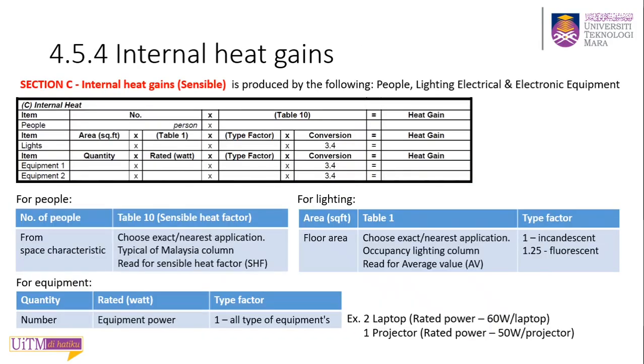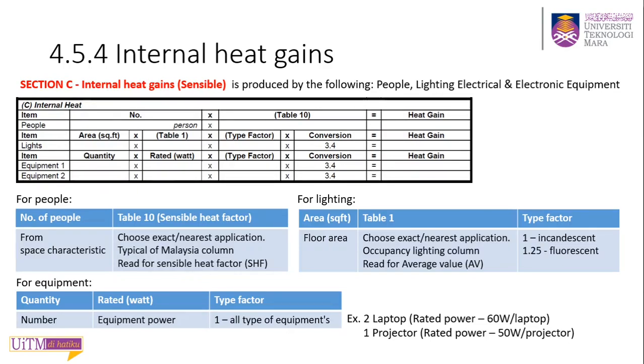For section C, it is for sensible internal heat gain. Sensible internal heat gain can come from occupants, lightings, electrical and electronic equipments. For occupants, the number is based on the space characteristics. Using table 10, determine the sensible heat factor by choosing the exact or nearest application, or we can even judge by the level of activity in the area. Then under the typical of Malaysia column, we will read the value for sensible heat factor, SHF.